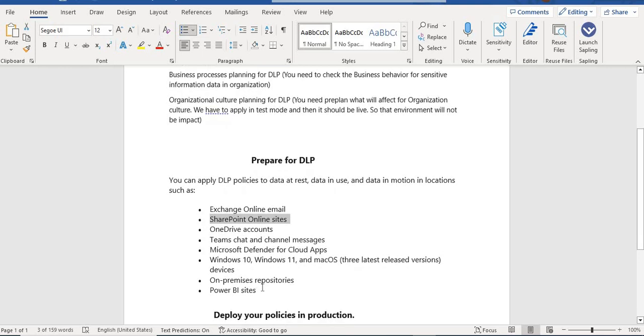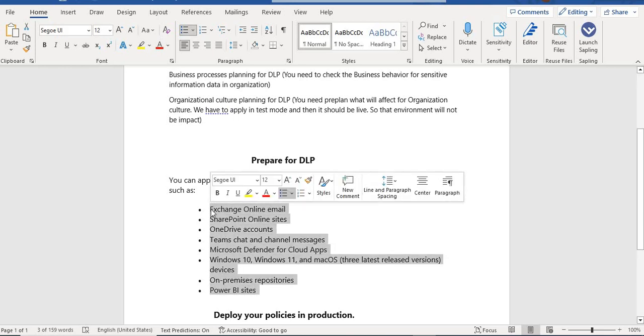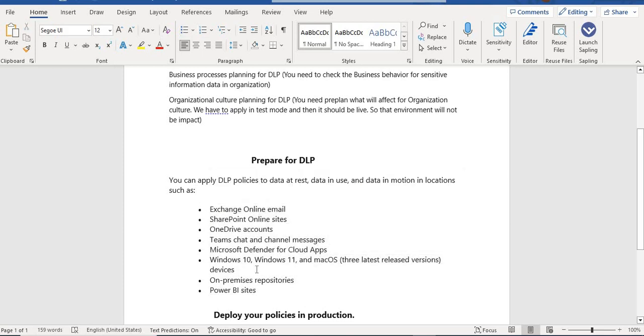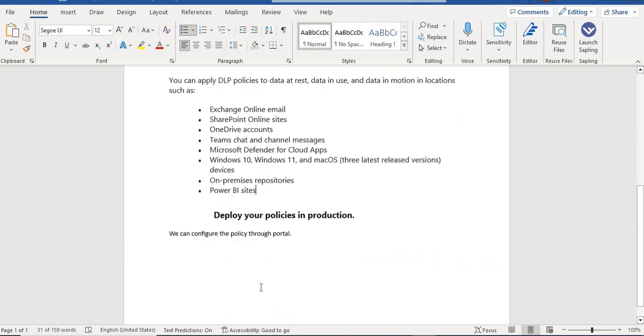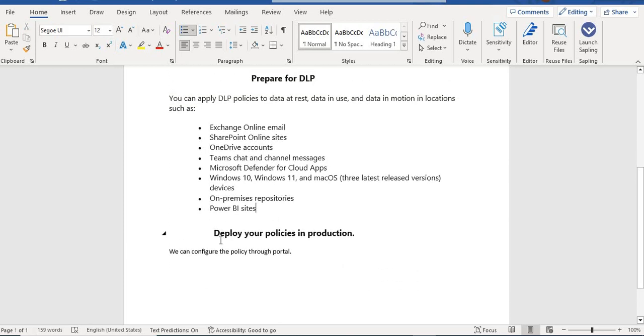Here you have to capture all the devices in your organization that are being used, or locations. You have to note all these things: from where you want to apply, and which location is important for your organization. You have to capture and mention this, and then you can apply on these locations. So now the last one is deploy your policy in production.